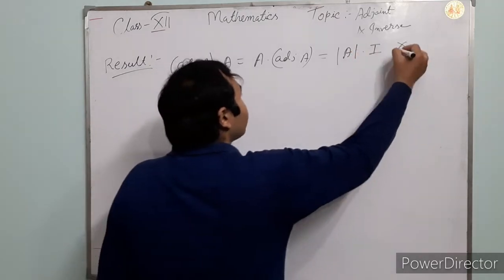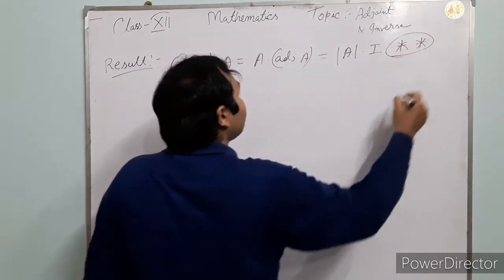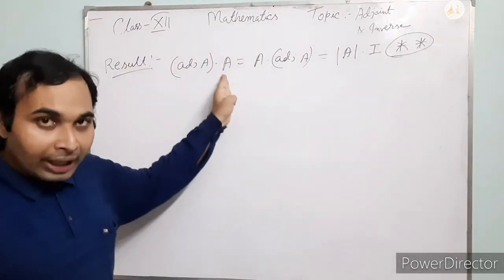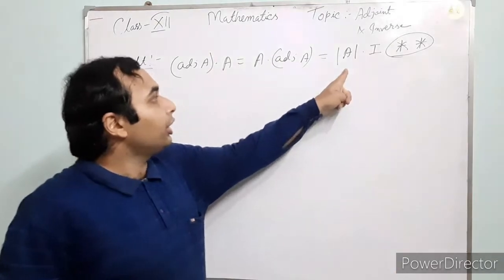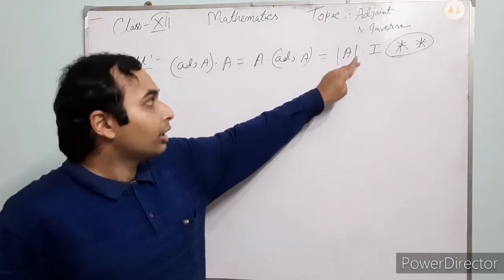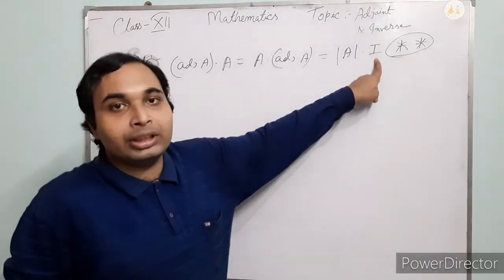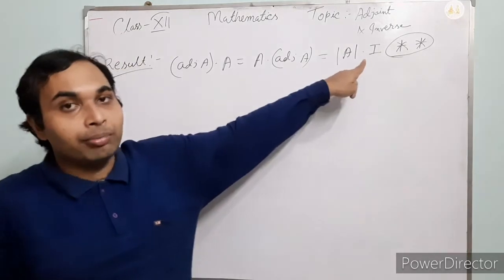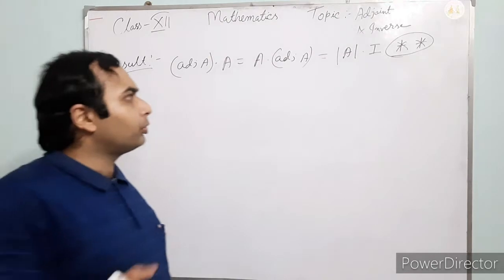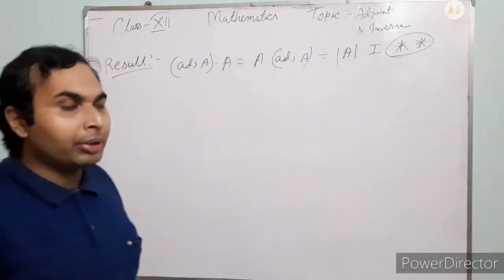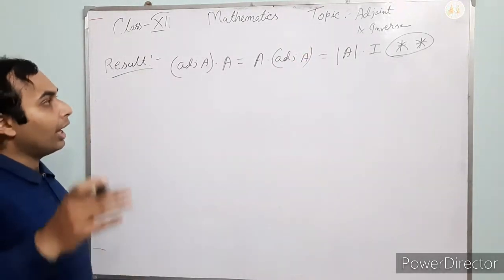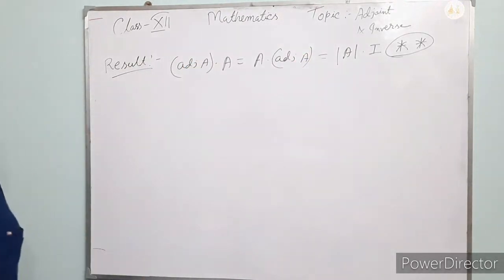This is the most important thing. Whenever you see the adjoint A being multiplied with the matrix A, then definitely it will be mod of A, or det A, determinant A, into the identity matrix. This I is for the identity matrix. So this is an important result, and you can verify with any matrix. Obviously the det is there, so you have to take a square matrix and you can verify. I am not showing you here.